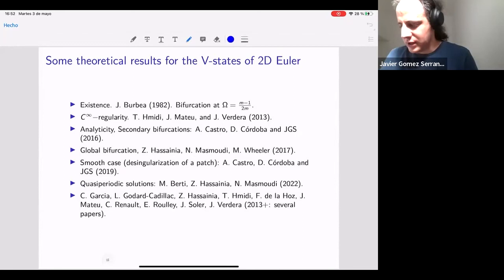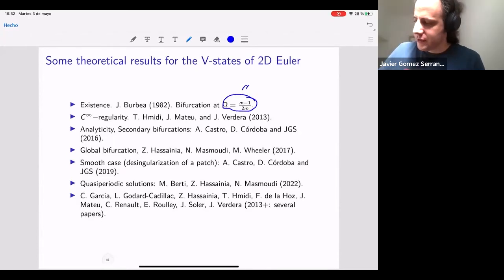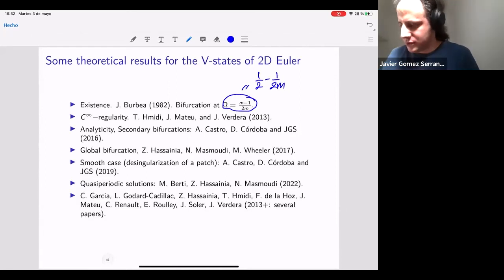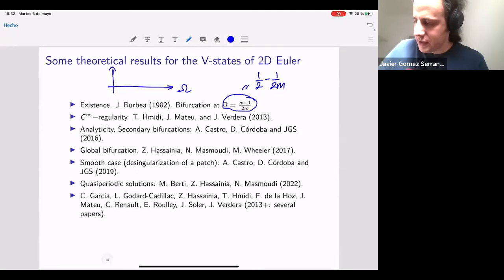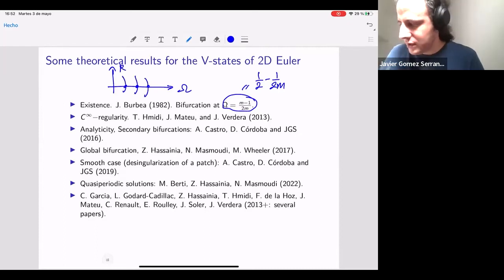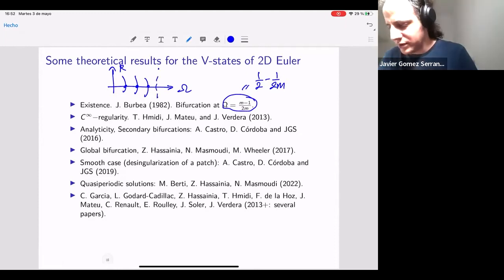Burbea in 82, using local bifurcation theory, proved that at these values of omega, which I can write as 1/2 minus 1 over 2m, there is bifurcation. So if I look at omega and then, let's say r, there are certain things bifurcating at certain values of omega, and there is an accumulation point at 1/2. So Burbea proved that one can apply a local bifurcation theorem, and at these values of omega there are non-trivial solutions. And later, Hmidi, Mateu, and Verdera showed that the boundary of these patches is C infinity. And myself, together with Angel Castro and Diego Córdoba, we showed that it's indeed analytic. We proved the existence of these secondary bifurcations of Kamm.